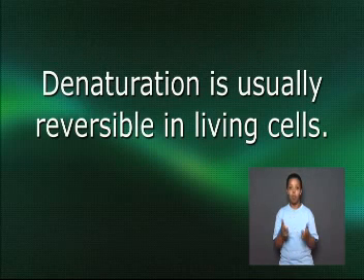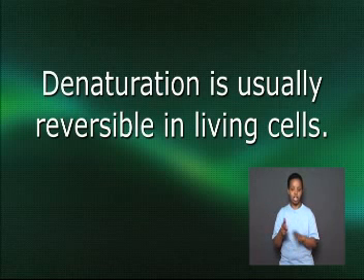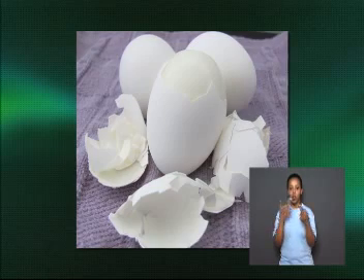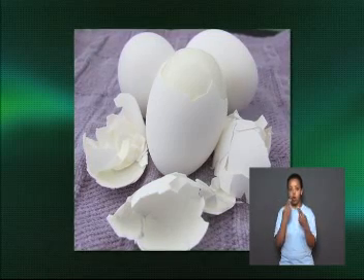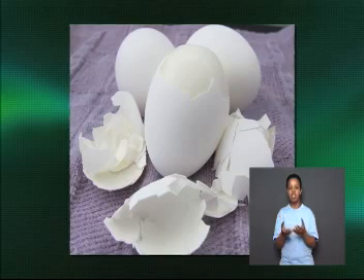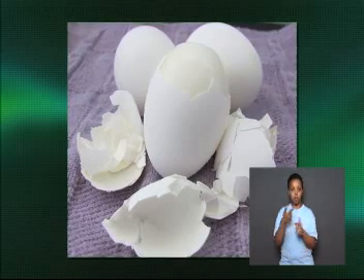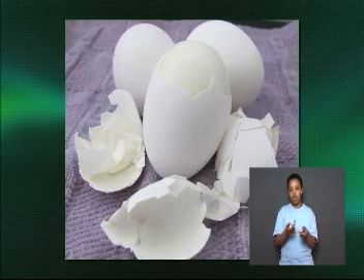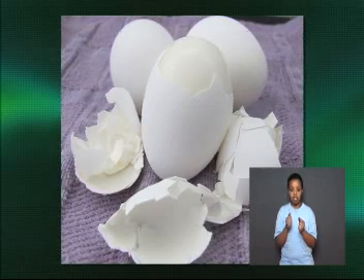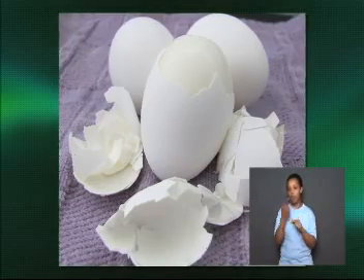Fortunately for us, as long as the enzymes are not exposed to higher temperatures for too long, denaturation is usually reversible in living cells. Let us use the example of boiling an egg. As an egg is boiled, the liquid albumin protein solidifies and turns white. The enzyme structure has been permanently broken, and the protein has been completely denatured. You cannot unboil an egg by cooling it. This temperature effect is not reversible.